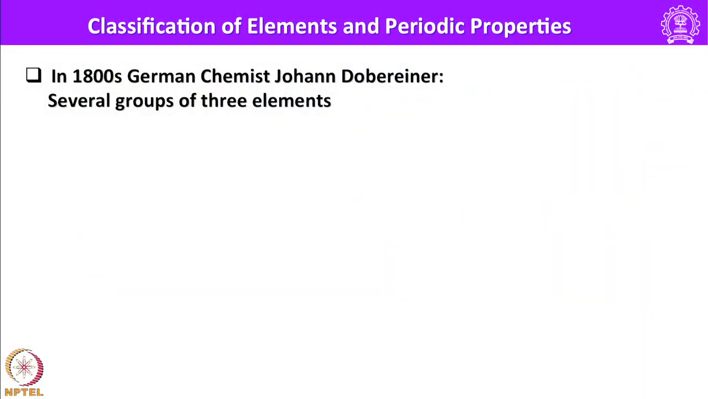In 1800, the German chemist Johann Döbereiner tried to come up with a method of organizing all known elements. In his attempt, he made several groups of 3 elements each and he called them triads.